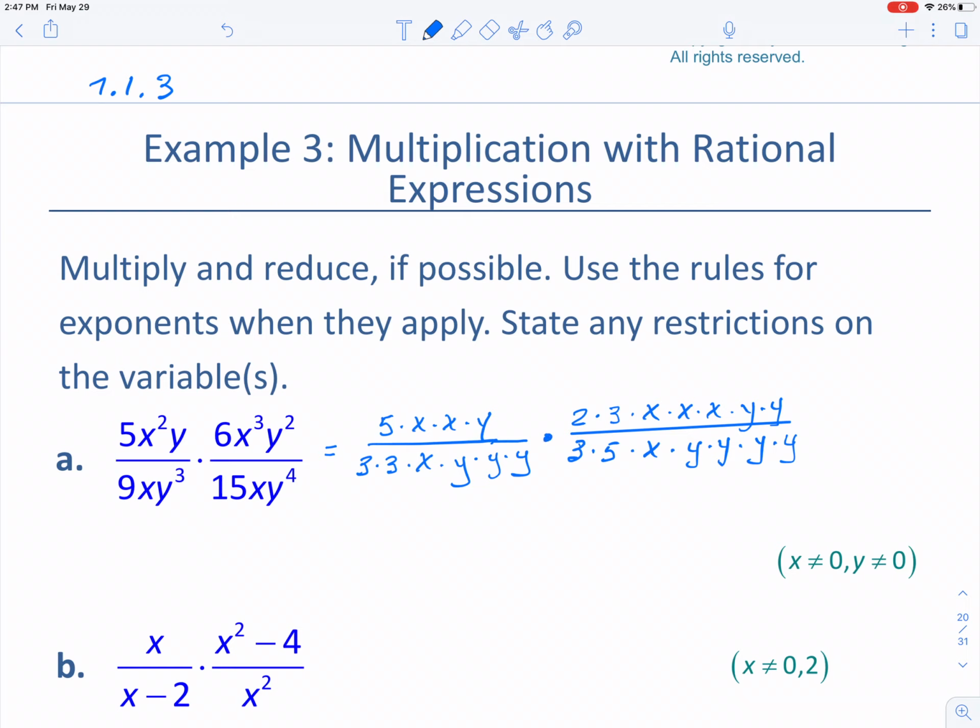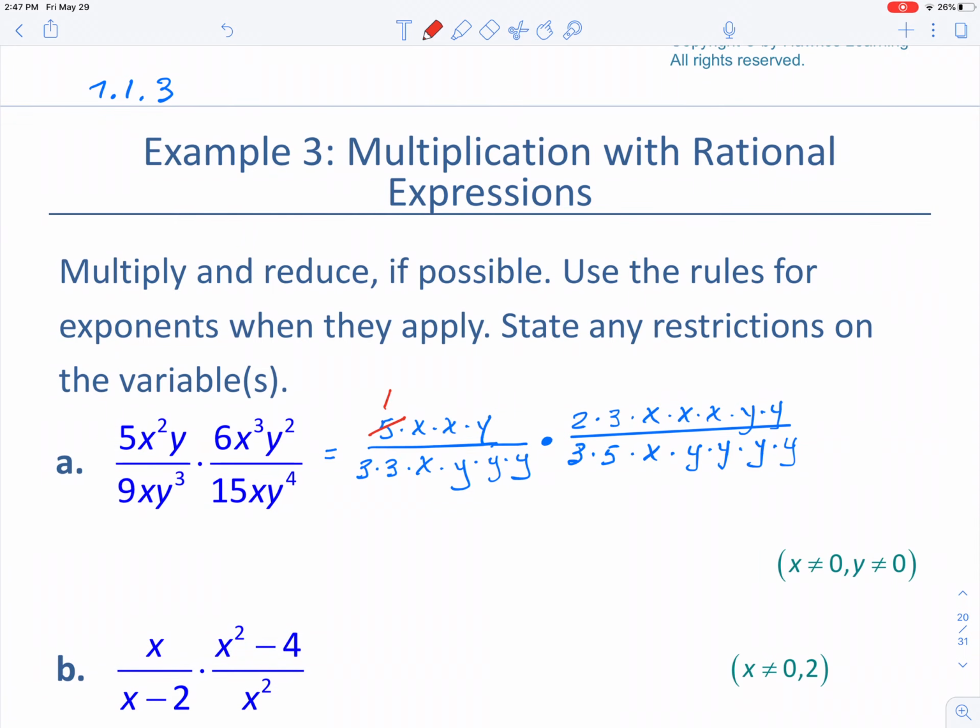All right, so now we're doing a times operation here. I have factored, and you're going to hear me say this again and again, I factored the numerators, I factored the denominators. Now I'm looking for those common factors that can be canceled out. First, I notice a 5 that can go. I also notice a 3 that can be canceled. I notice 1 x here, 2 y's here, and 1 x here and 1 y here.